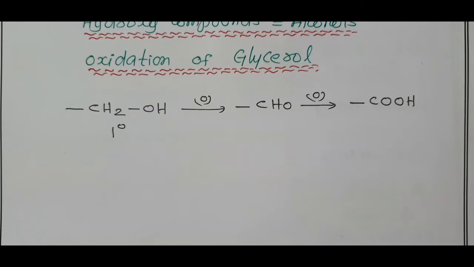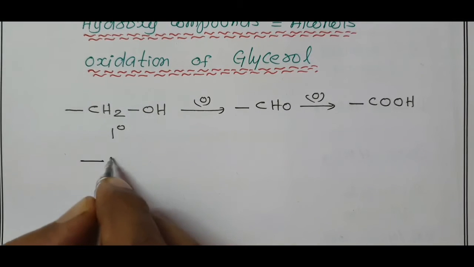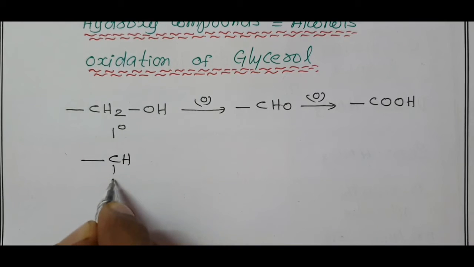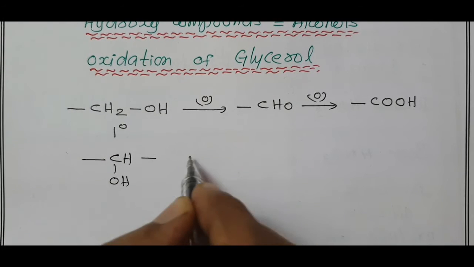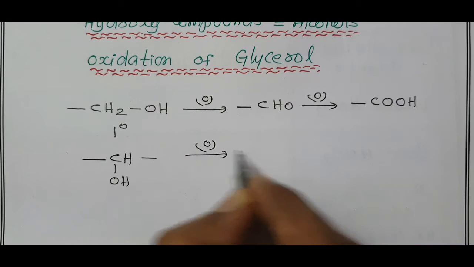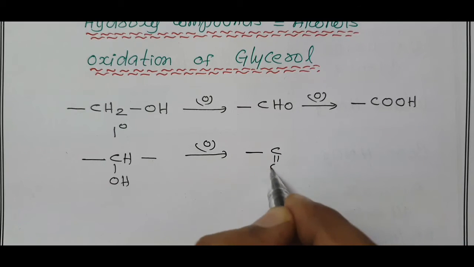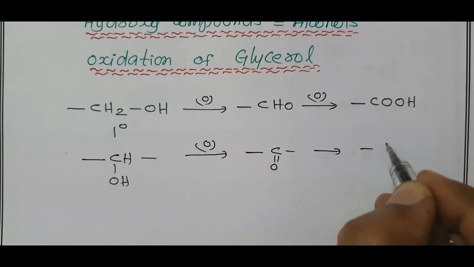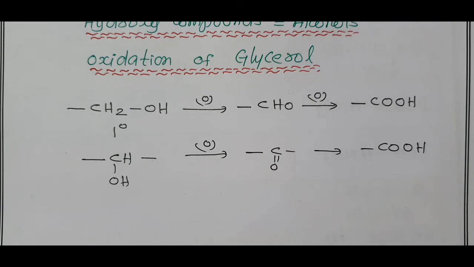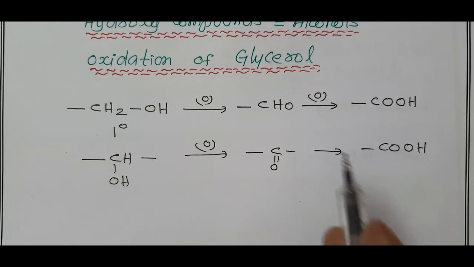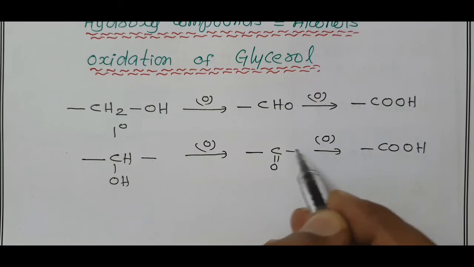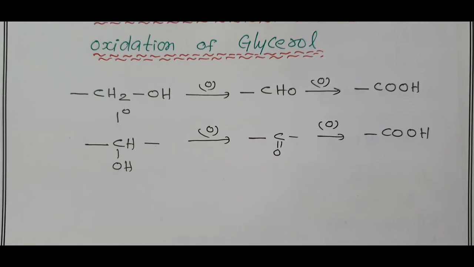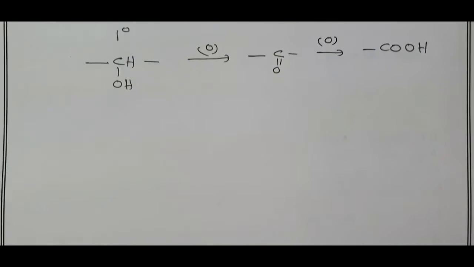Like that, secondary alcohol, CHOH, on oxidation gives a ketone, which on further oxidation gives a mixture of acids, both containing a lesser number of carbon atoms than the parent alcohol. When a ketone undergoes oxidation, carbon-carbon bond cleavage takes place in the ketone. Keep these in mind and come to the oxidation of glycerol.